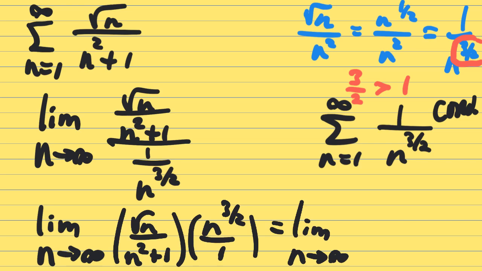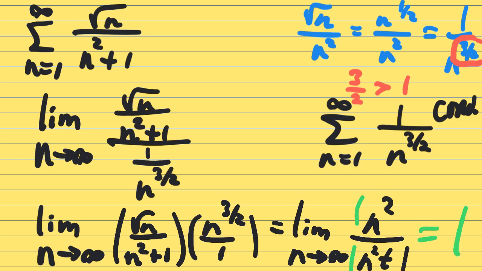Square root of n, that's n to the half, times n to the 3 halves. When you add those powers, a half and 3 halves makes 2. N squared plus 1 times 1, that stays n squared plus 1. And when you dial up the n values really large, we're going to get a limit of 1, which is positive and finite. Since this one converged, the one we built, the original must converge as well.